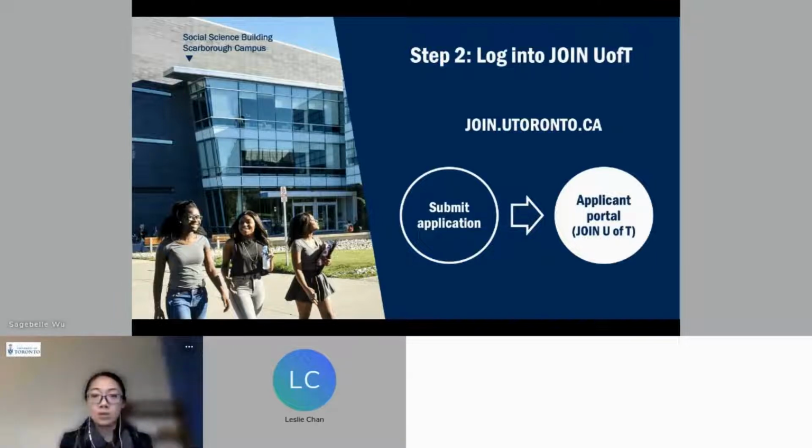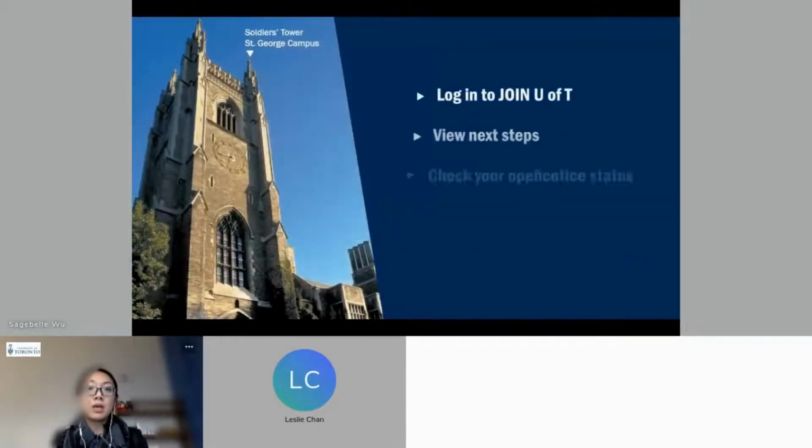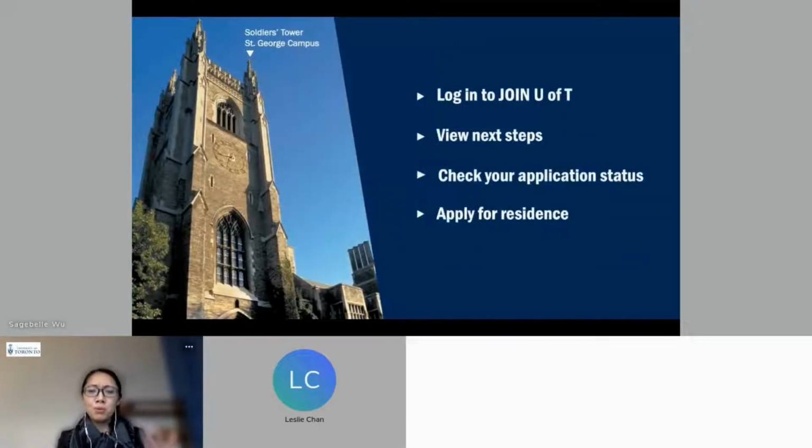So the website is join.utoronto.ca. So they'll have to go to this website and then log in using their U of T applicant number, not their OUAC applicant number. It's specifically their U of T applicant number. The first time they log in, they will have to reconfirm what their high school system is, and they will be able to see all of their required documents.